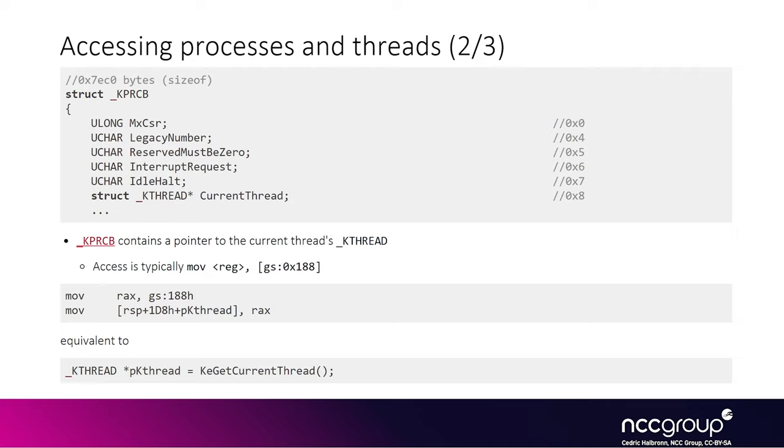In practice, IDA Pro's Hex-Rays decompiler is quite nice because it will actually show you a function call like KeGetCurrentThread, which is like a macro in the Windows kernel, instead of the GS access, and it will do that automatically. As far as I know, Ghidra is not as clever and it won't do that automatically yet. This is why it's important to know what GS is pointing to.